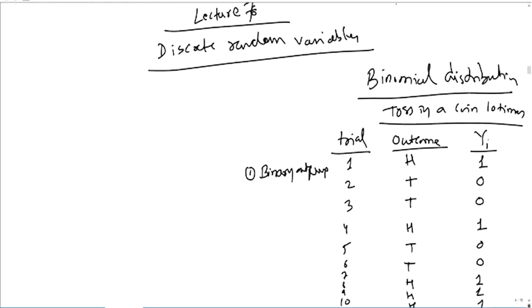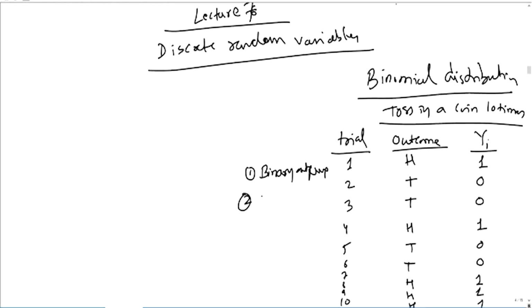What other kind of experiment can have a binary outcome? For example, an experiment where participants have to produce a yes or no response. Correct or incorrect, success, failure, right? So those are all binary outcome experiments, where in each trial one of the two outcomes is being produced. So that is the first property.